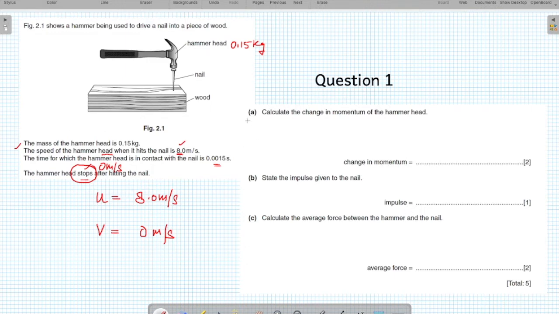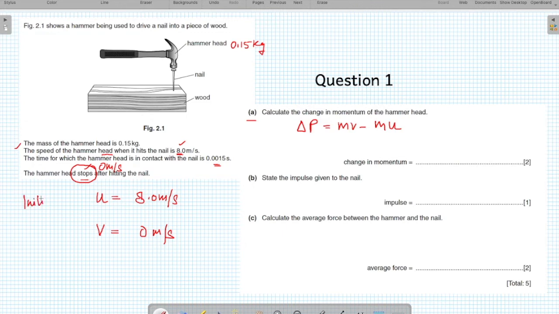So let us come to part A. Calculate the change in the momentum of the hammer head. Change in the momentum, change is given by the word delta. P is the short form for momentum. So it is the final momentum minus the initial momentum. V is the final speed, therefore mv is the final momentum minus the initial momentum. U is the initial speed. Let me write it completely.